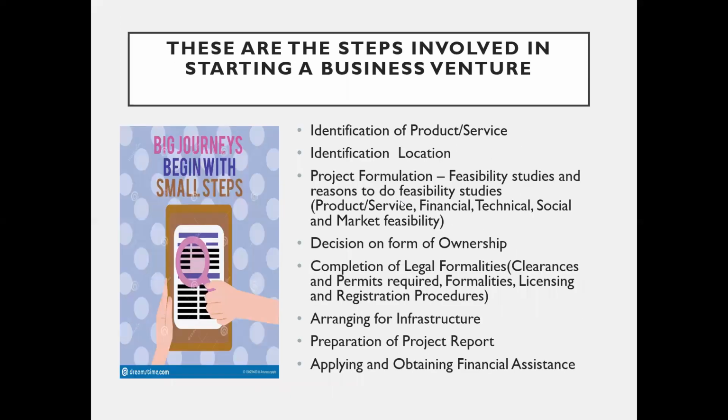Let's understand the various steps involved in starting a business venture. First one is identification of a product or a service, a product which you want to launch in a market. You have to identify that product before identifying any other steps. Next, identification of location. Next, project formulation. Decisions on form of ownership, completion of legal formalities, arranging for infrastructure, preparation of project report, and last but not the least, applying and obtaining financial assistance.